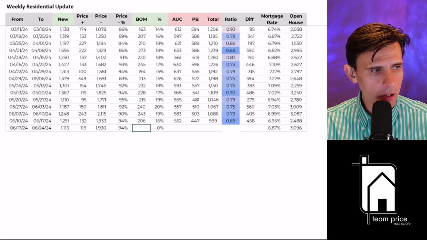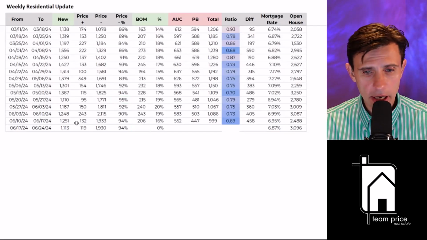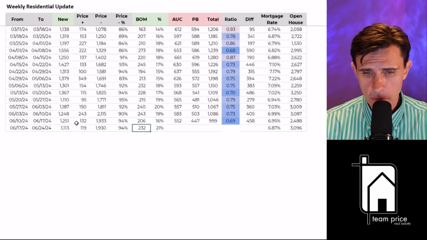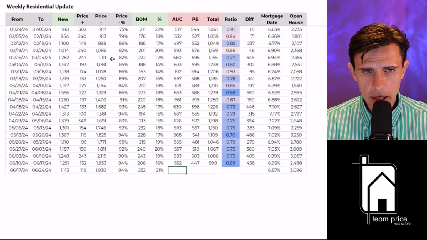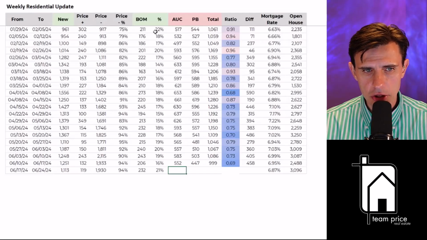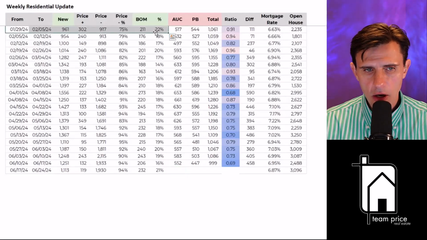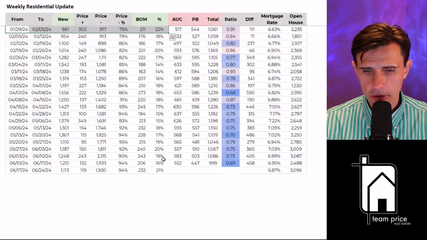What about back on the market? What's going on with back on the market? We are at 232. That's going to put us at 21%. The highest back on the market going all the way back to January 29th, all the way through March 5th.